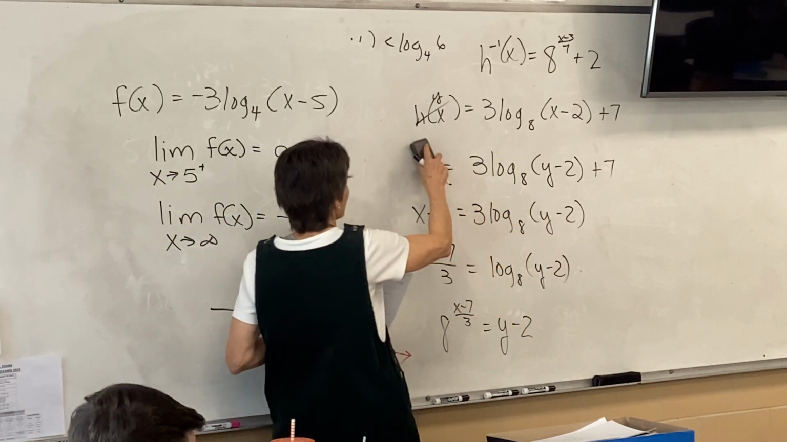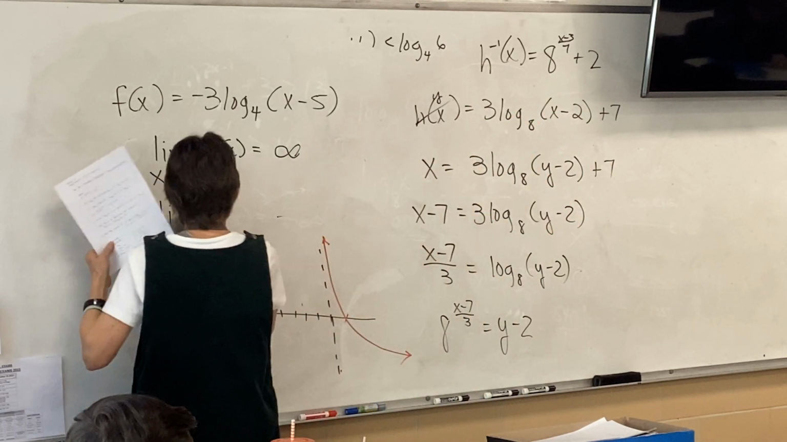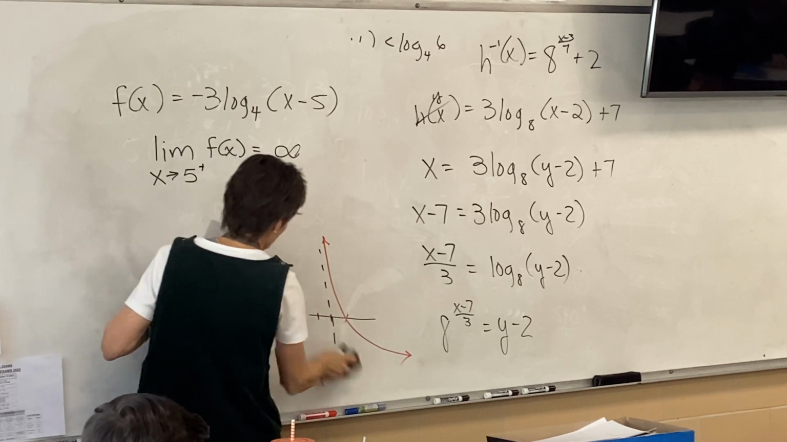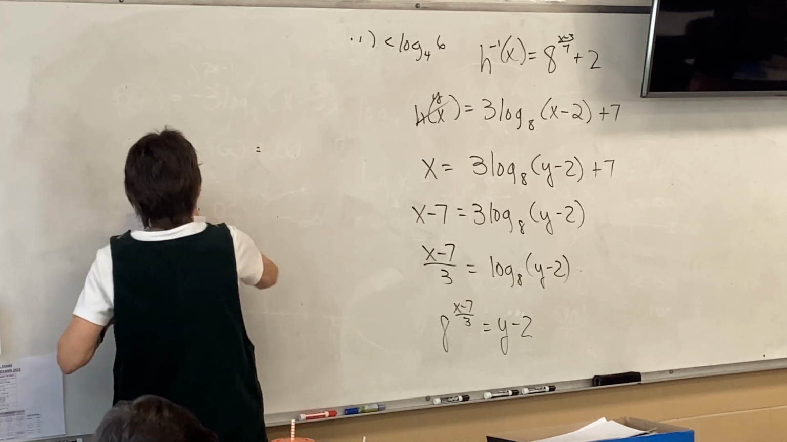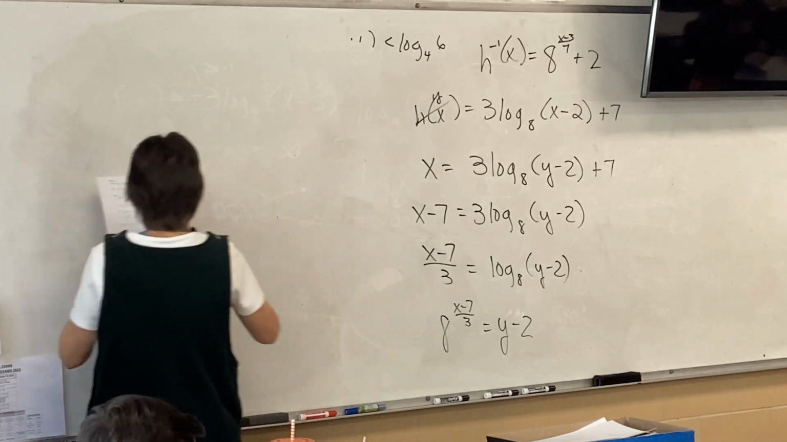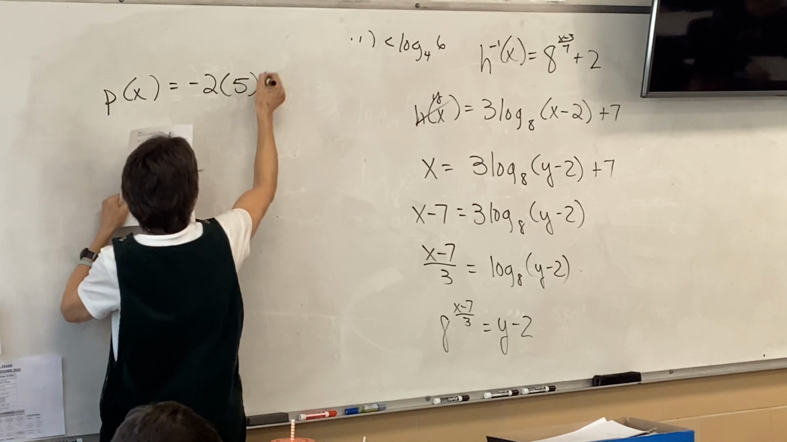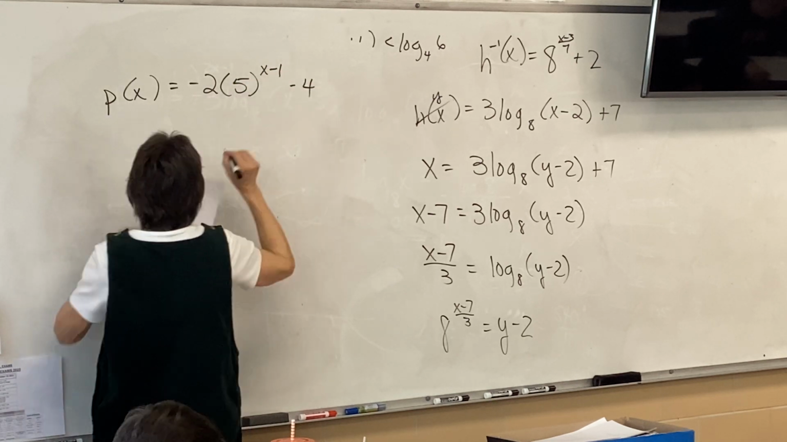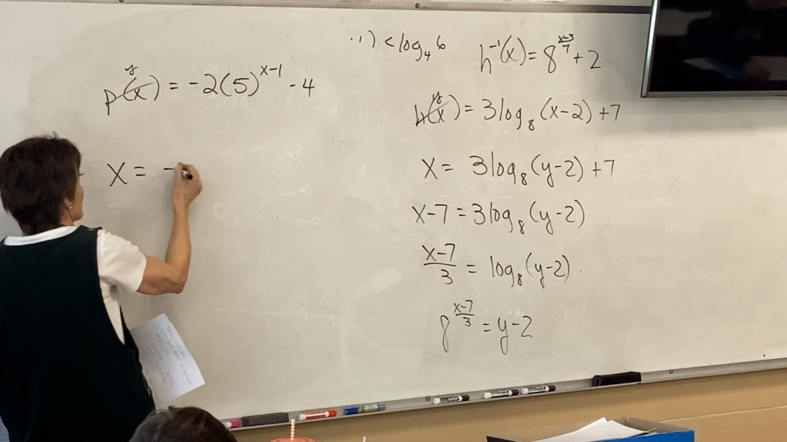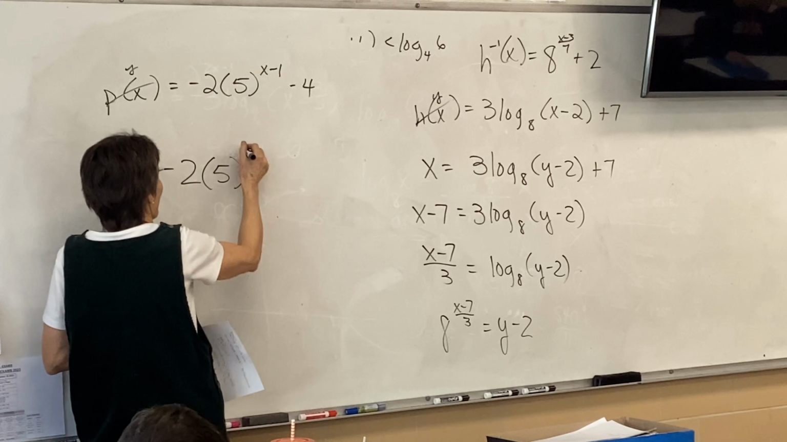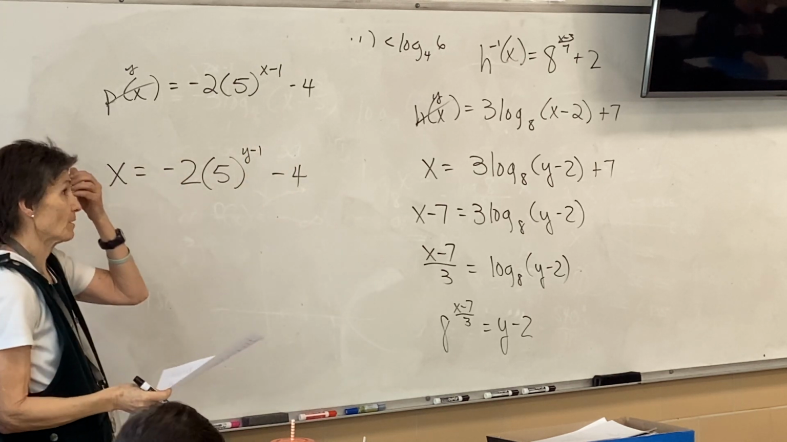So we started off with a logarithm. Our inverse was an exponential. So now I'm going to start with an exponential, and guess what? My inverse will be a logarithm. Here we go. So that's y, so x equals -2 times 5 to the y minus 1, minus 4. Switch your variables.